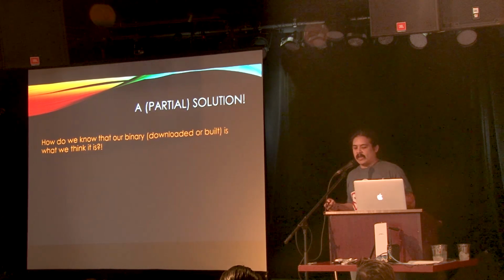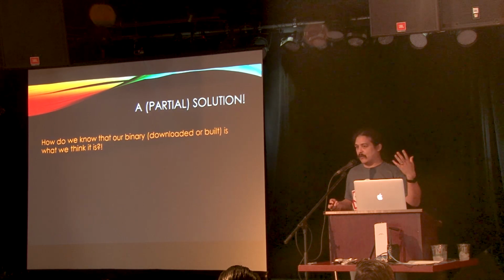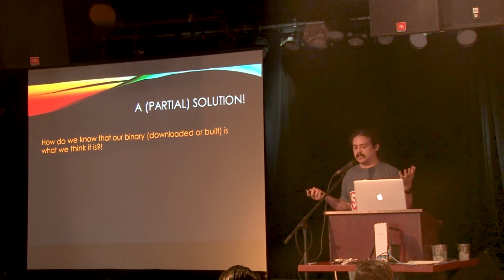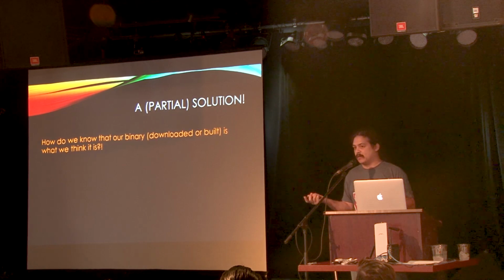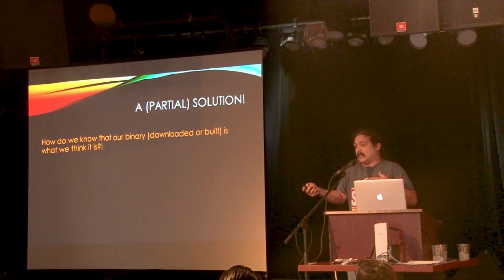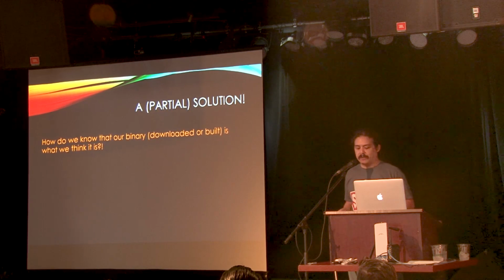So either way, whether through downloading a binary that's provided to us by a third party via the internet, or by building it ourselves, we're left with the question: how do we know that our binary, be it downloaded or built, is indeed what we think it is, and is indeed going to work? So this is where Reproducible Builds now steps in.